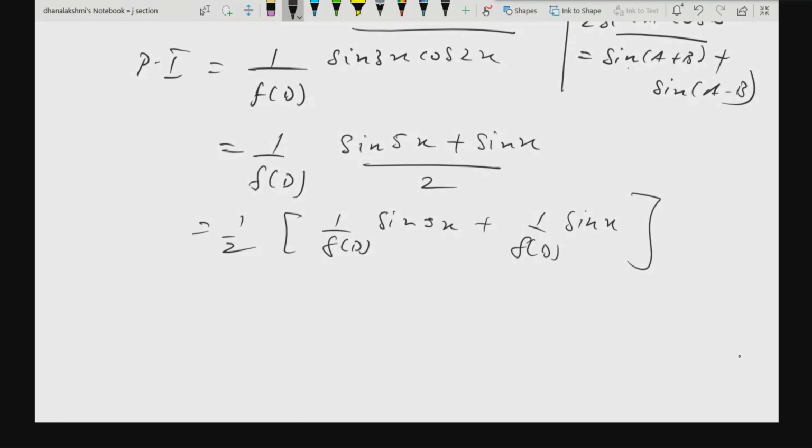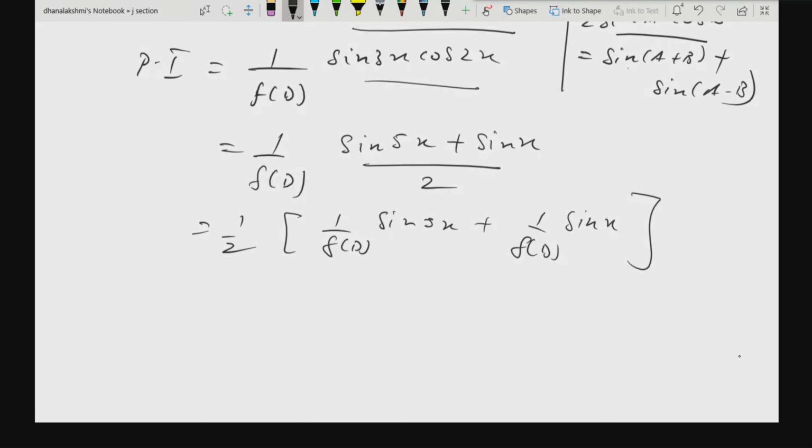Now it is not necessary you will always have sine A cos B. You may have sine A sine B also. So accordingly, you should remember all the transformations between the trigonometric functions. Then only you can solve it. What is sine A sine B? Cos of A minus B minus cos of A plus B by 2. So these transformations you should remember, then only you can solve the problems related to these questions.